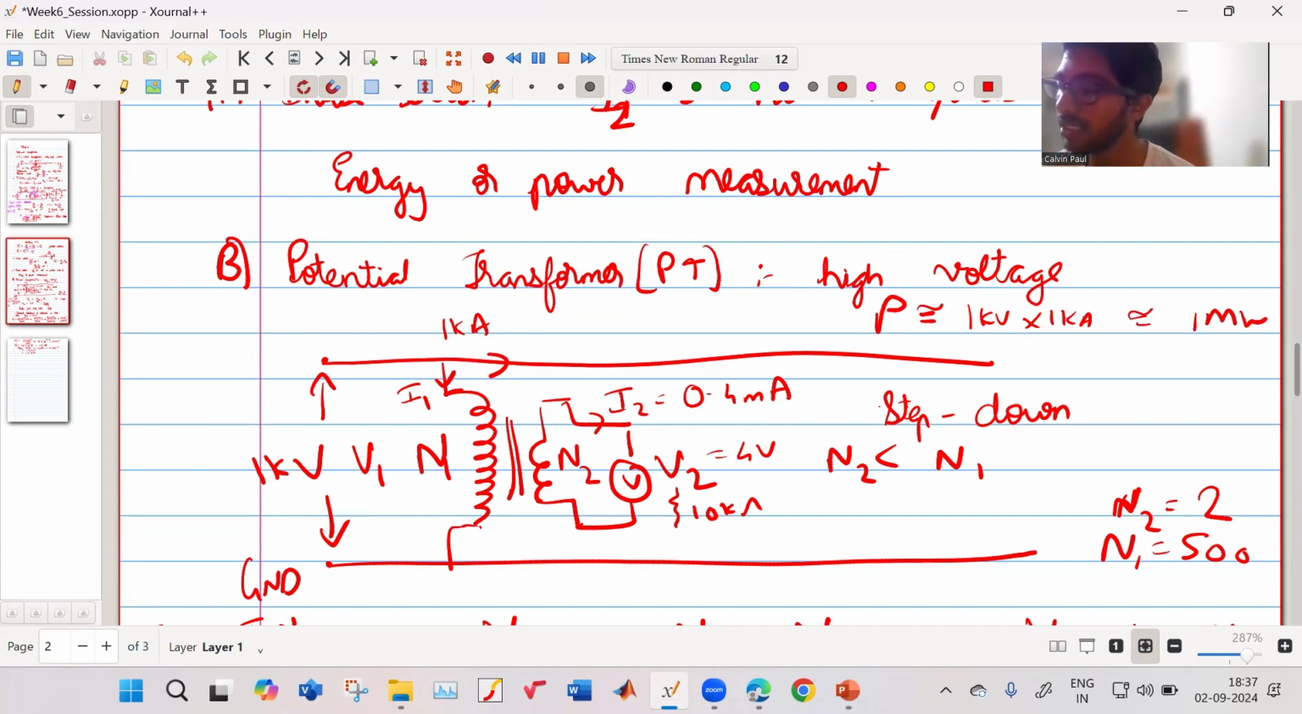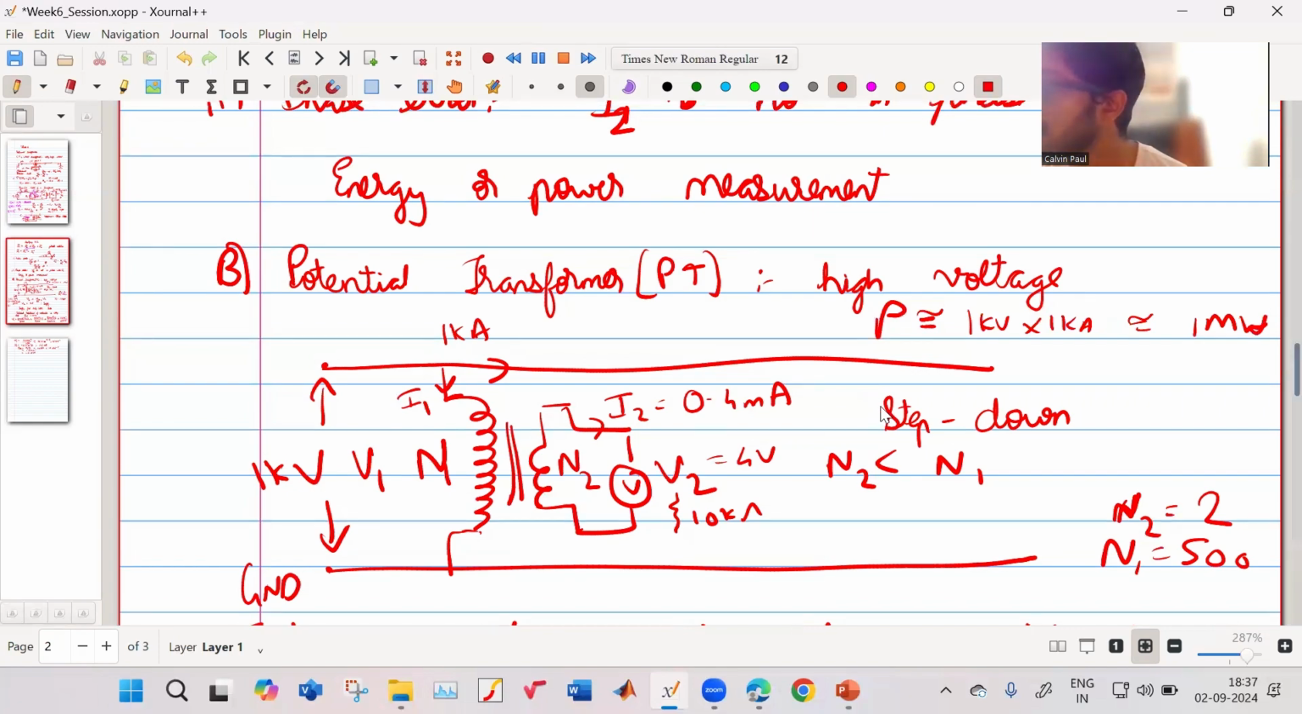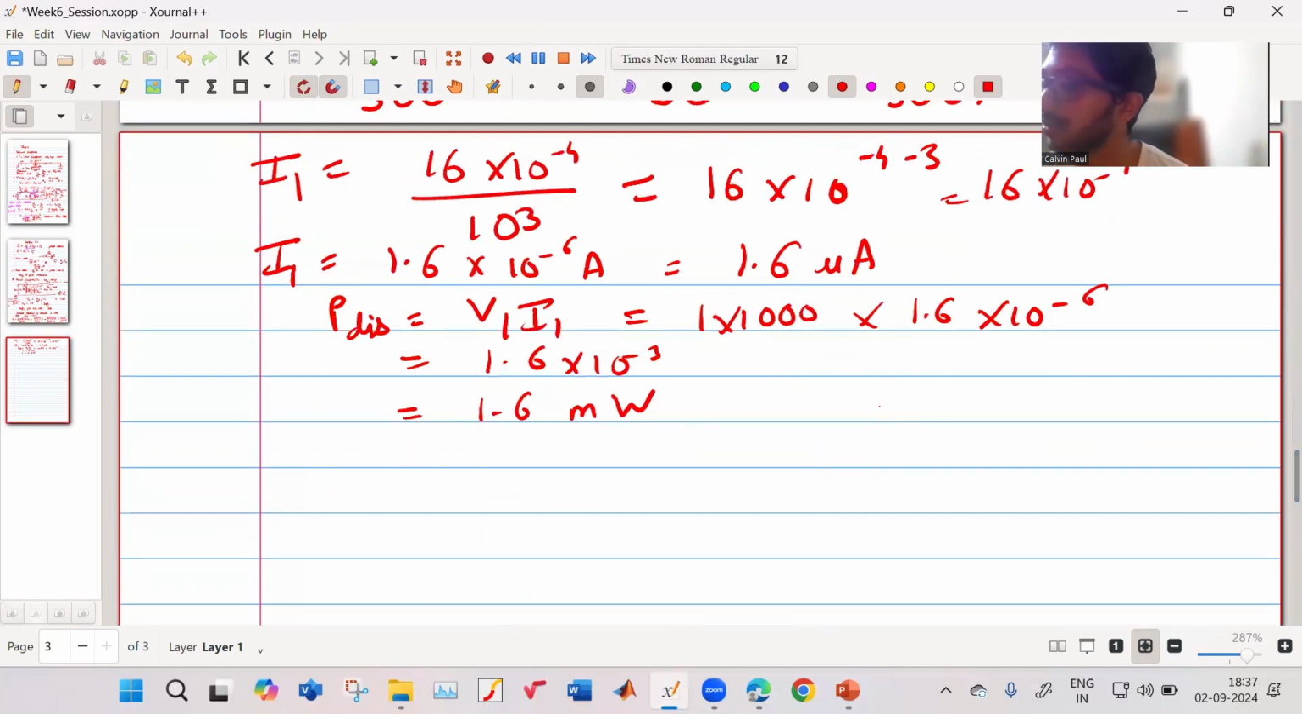It will be lower than this if we consider power factor as well, but approximately it can be 1 megawatt at the maximum. But the power used by the potential transformer to measure it is 1.6 milliwatt, which is very low, almost negligible. So that is the advantage of using a potential transformer. It is giving you safety as well as lower loss.